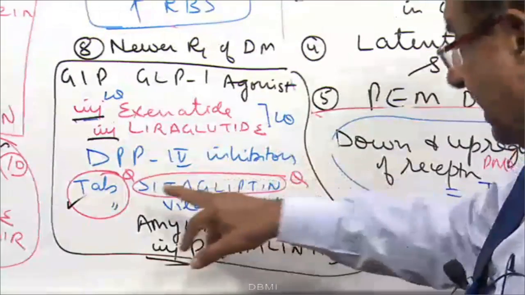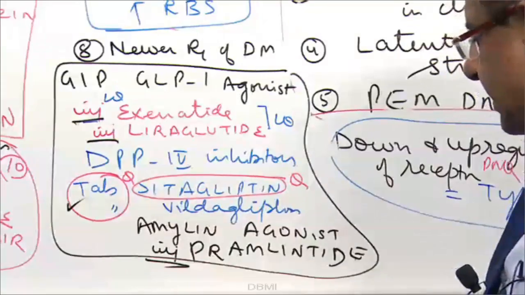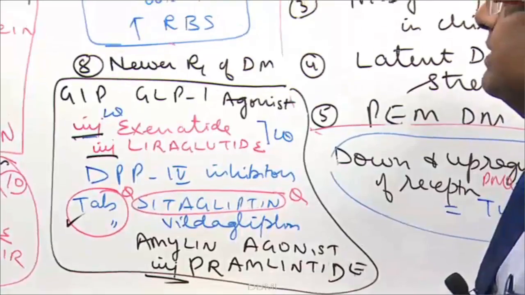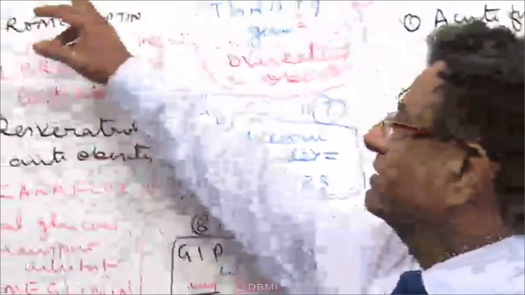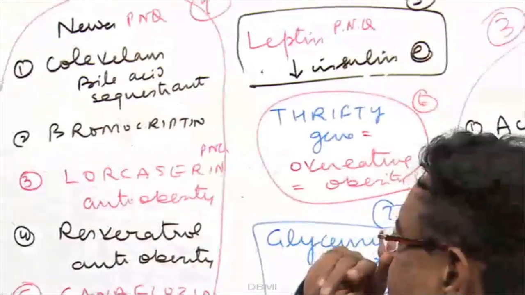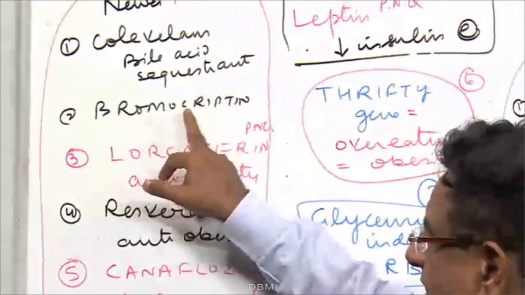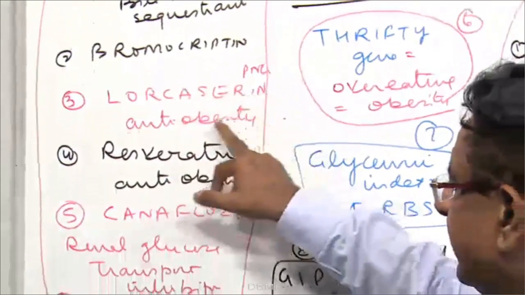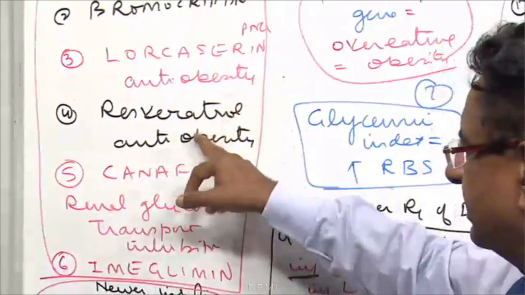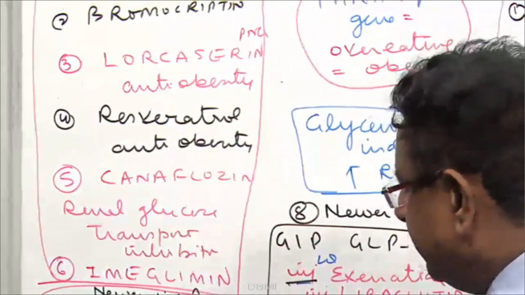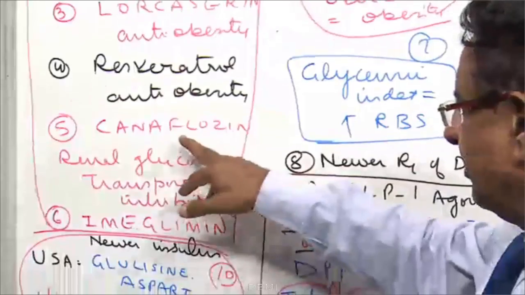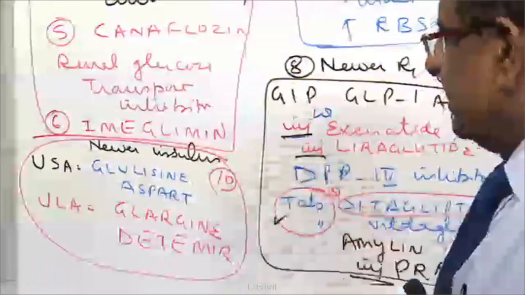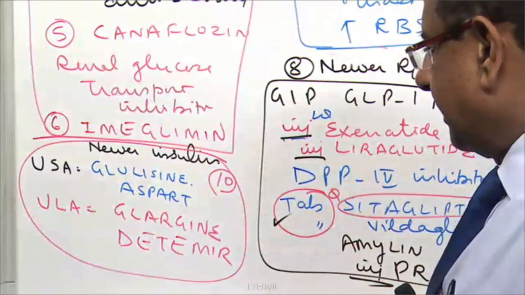DPP-4 inhibitors are tablets sitagliptin and vildagliptin. Amylin agonist drug is injection pramlintide. Then newer drugs include colesevelam, which is a bile acid sequestrant. Bromocriptine has been approved as an anti-diabetic drug. Lorcaserin is an anti-obesity drug. Resveratrol is again an anti-obesity drug. Canagliflozin is a renal glucose transport inhibitor. Imeglimin is again a new drug for diabetes.